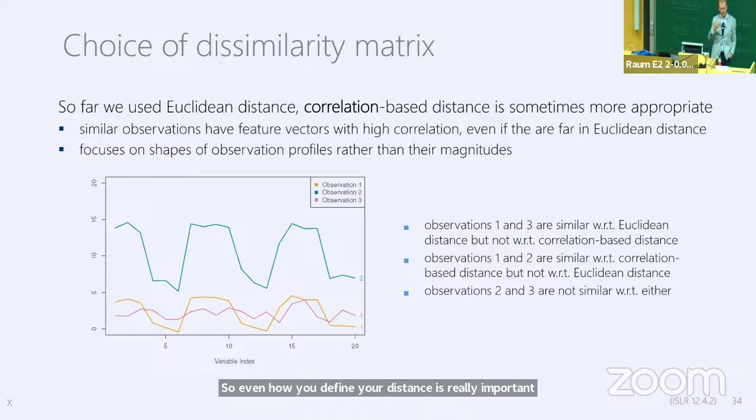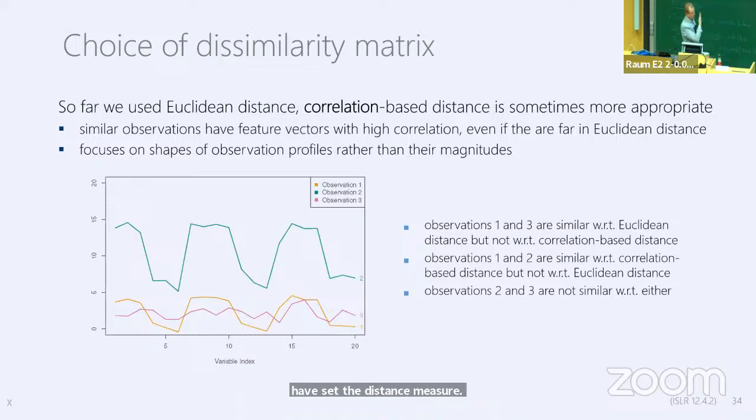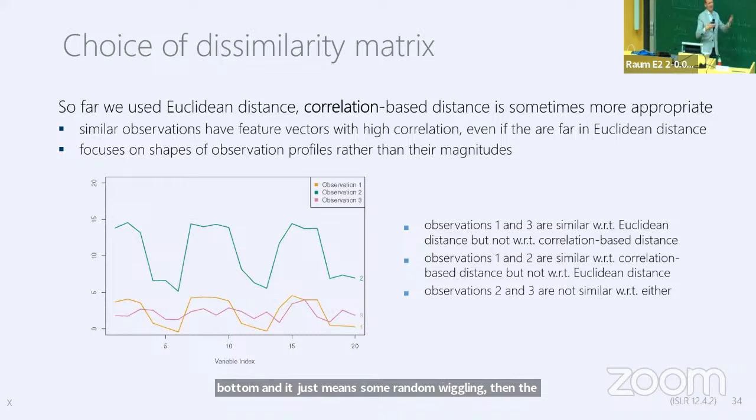I think if I would have asked any of you what is the most important ingredient, probably you would have said the distance measure. But determining the correlation between features and using that makes a lot of sense as a distance as well. But not always, right? If they all three are at the bottom and it just means some random wiggling, then the correlation may choose, okay, well, these are now the most similar, and yeah, it's not.